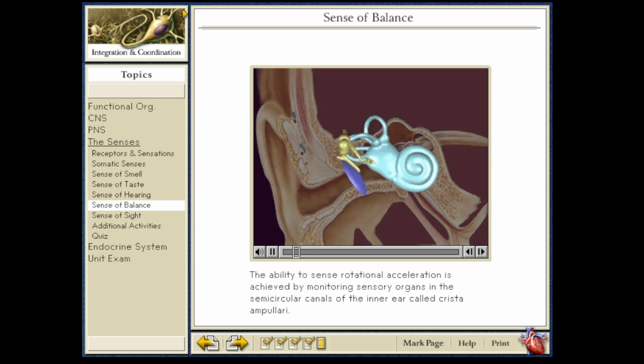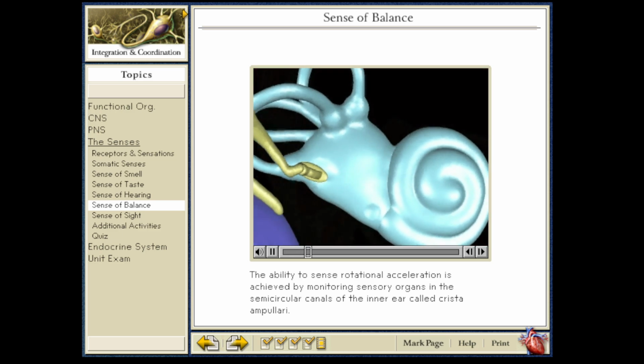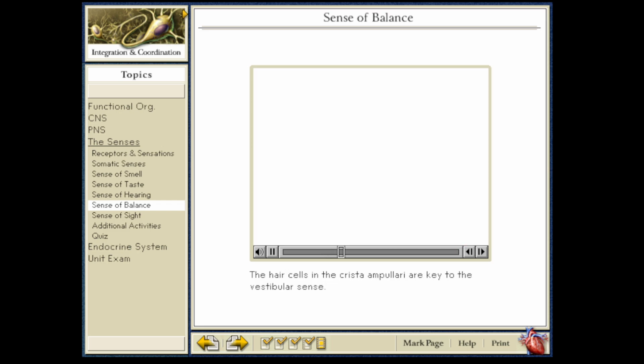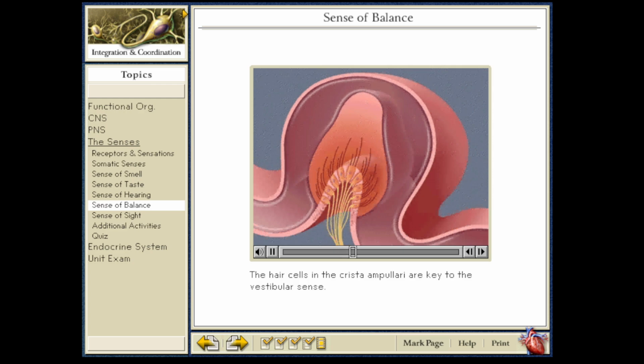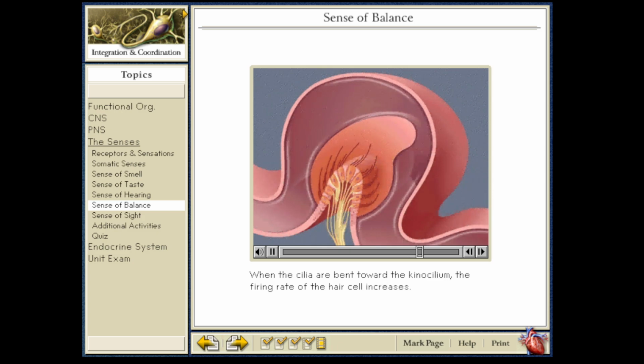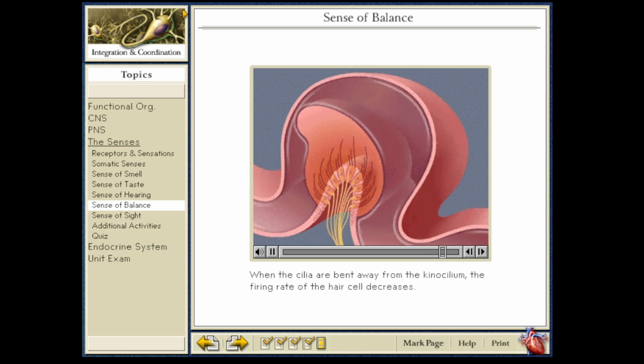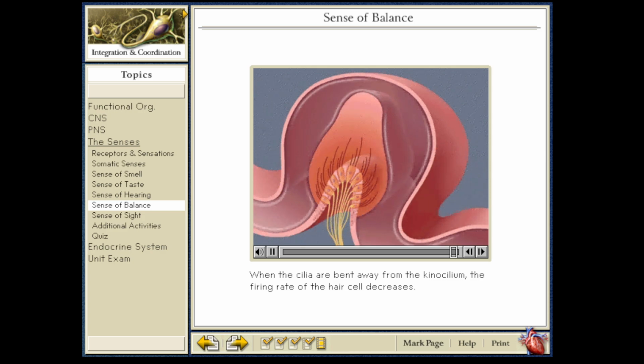The ability to sense rotational acceleration is achieved by monitoring sensory organs in the semicircular canals of the inner ear, called crista ampullari. The hair cells in the crista ampullari are key to the vestibular sense. Each hair cell has a large cilium referred to as the kinocilium, and many smaller cilia called stereocilia. When the cilia are bent toward the kinocilium, the firing rate of the hair cell increases. When the cilia are bent away from the kinocilium, the firing rate of the hair cell decreases.